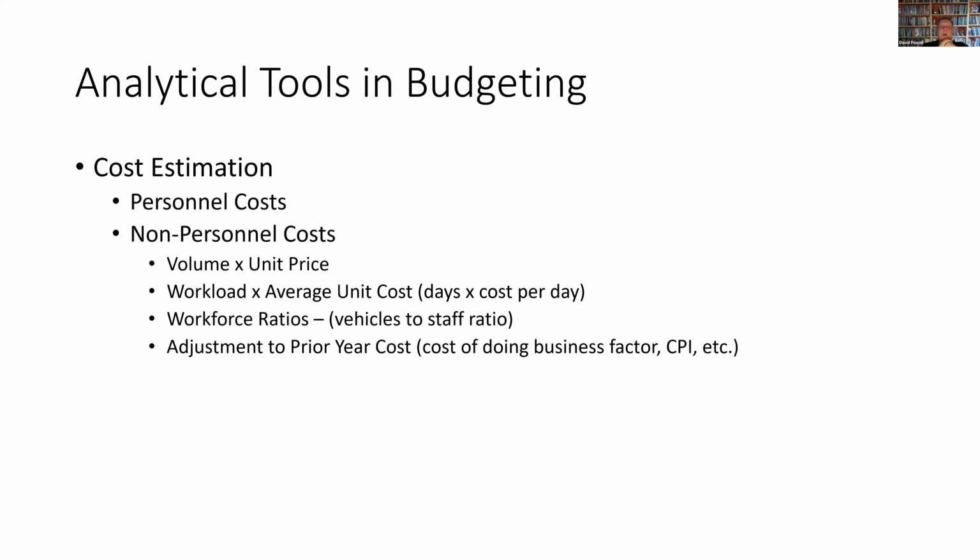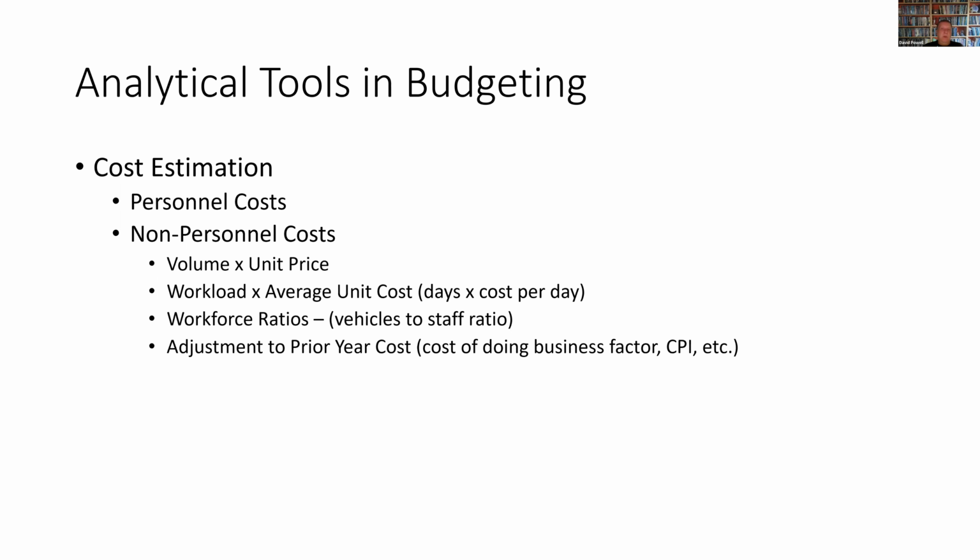But what we usually use for non-personnel costs is we typically do something to try and adjust to a prior year cost. We oftentimes will do things like discounting through using a cost of doing business factor or the consumer price index, realizing that the value of money changes over time. So the value of money today is different than what it was last year or 10 years ago. And the value of money today is different than it will be next year or 10 years in the future.